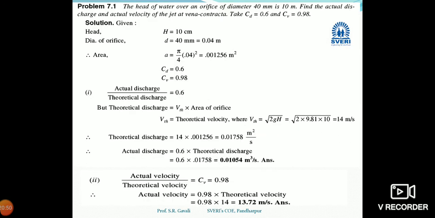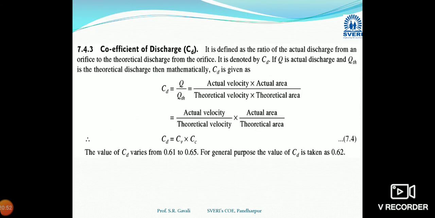Now there is a relationship between CD, CV and CC. So what is that? CD is equal to actual discharge to theoretical discharge. Actual discharge is nothing but area into velocity, Q is equal to area into velocity. So actual velocity into actual area divided by theoretical velocity into theoretical area. But actual velocity to theoretical velocity is called the coefficient of velocity, and actual area to theoretical area is called the coefficient of contraction. Therefore CD is equal to CV into CC.